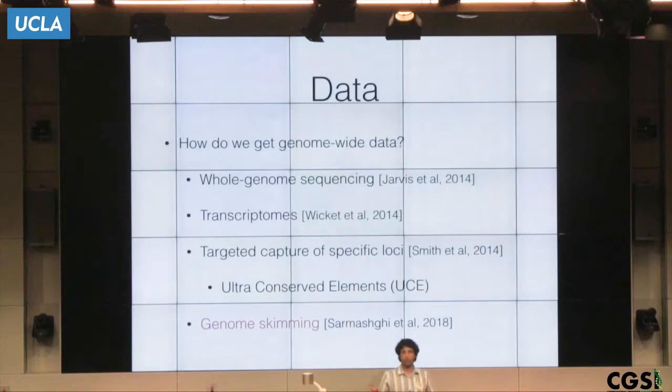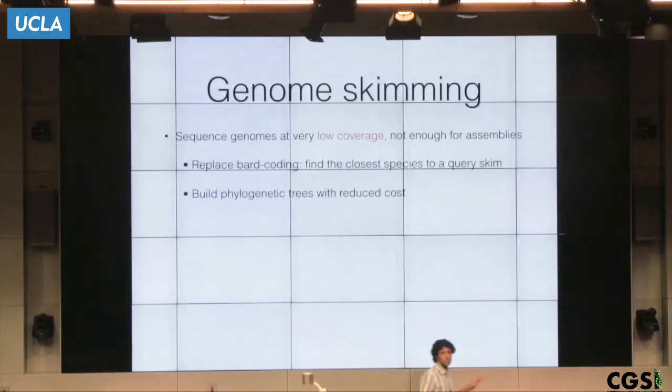But one of the more interesting developments that's very recent in this field is genome skimming. So I want to just quickly tell you about genome skimming. Genome skimming is this idea that you have your genome of interest. Instead of generating enough data so that you can assemble it, you just do shotgun sequencing at very low coverage, not enough to get assembly. Think 1x or 2x or something.